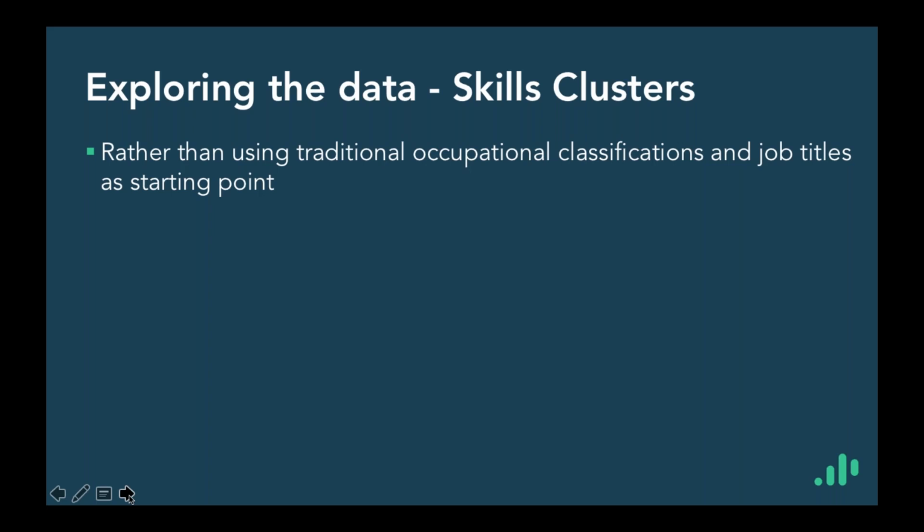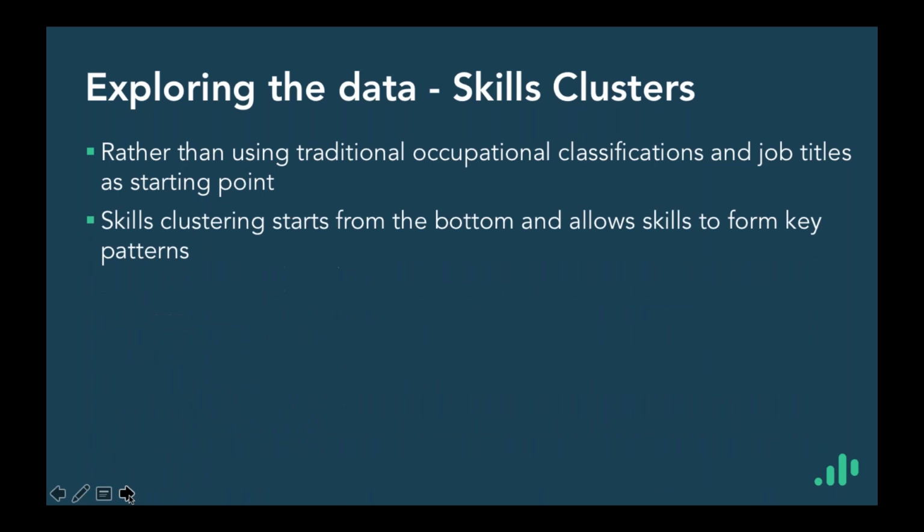So that allows us to move away from, or to understand differently, the types of work that your graduates are getting that isn't really represented by traditional occupational classifications or traditional job titles even. And skills clustering takes a bottom-up approach, so it allows us to consider skills as the primary driver in understanding the types of work and the types of jobs that individuals, your graduates, are doing.